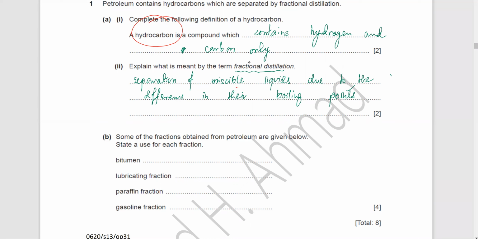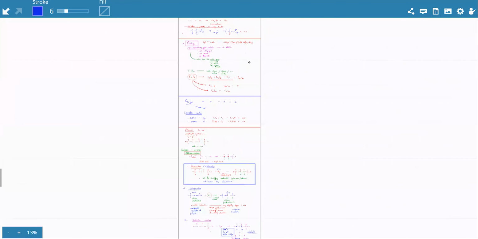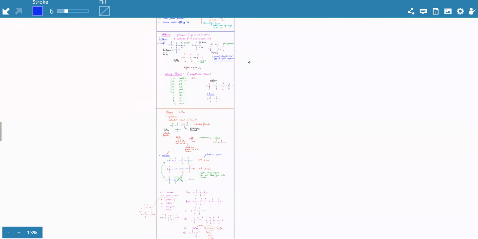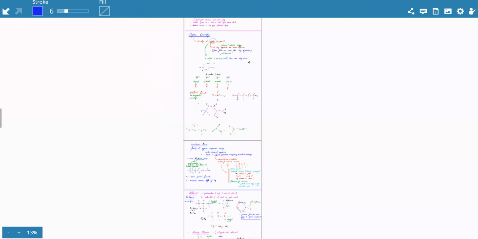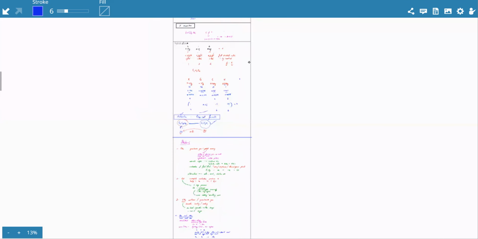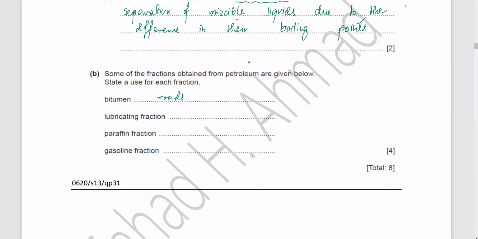Then the next one is: some of the fractions obtained from petroleum are given below. We did all of this somewhere. I think we did fractional distillation a long time ago, but not over here.